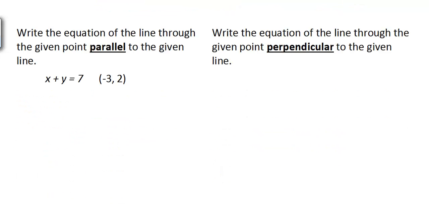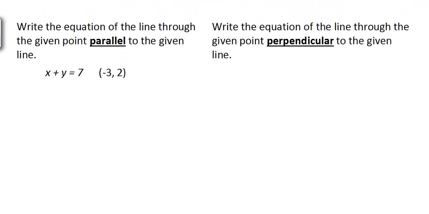All right, the next example we have here is probably a pretty famous question that you've seen before. They want us to write the equation of the line through the given point, which is negative 3, 2, parallel to the given line, which is x plus y equals 7. So let me sketch out what they're asking for here. Our given line is x plus y equals 7, and our given point is negative 3, 2. We want the equation of the line that goes through the point negative 3, 2.